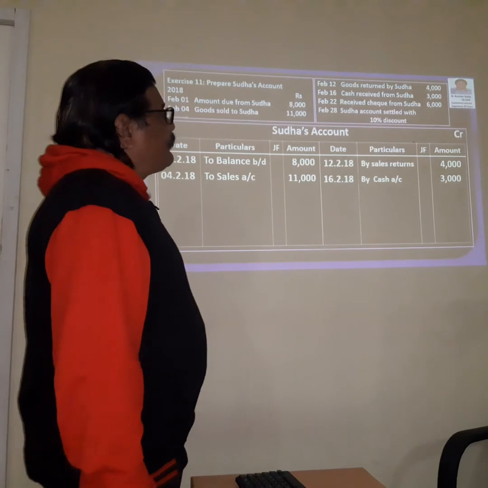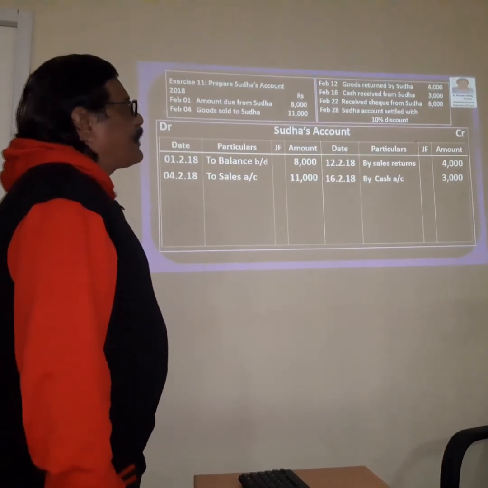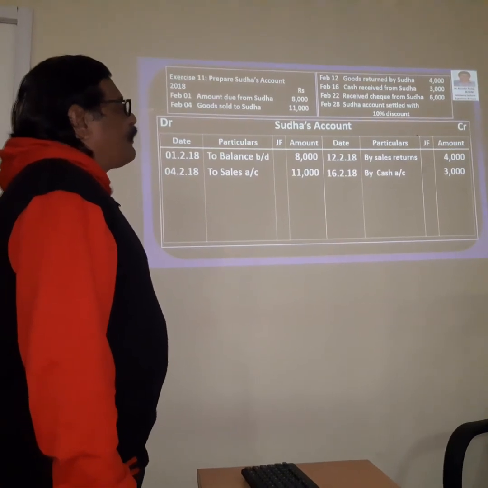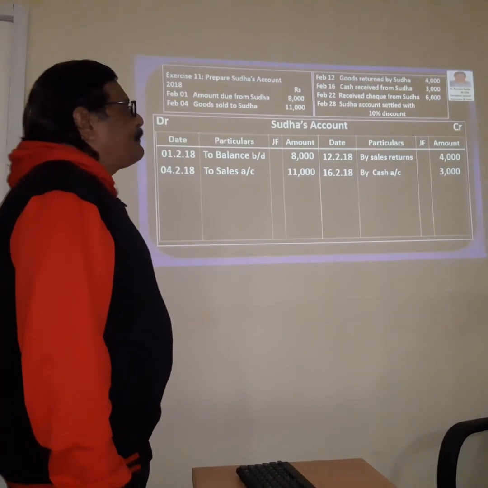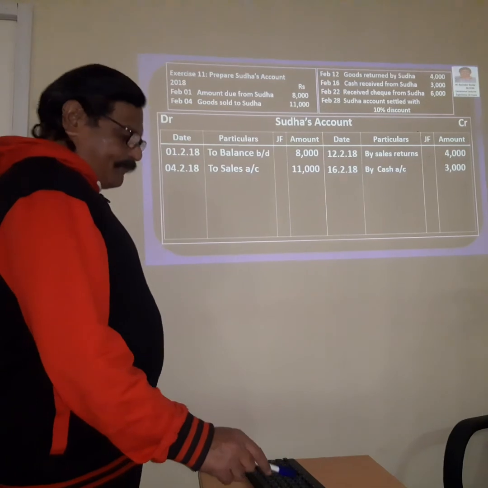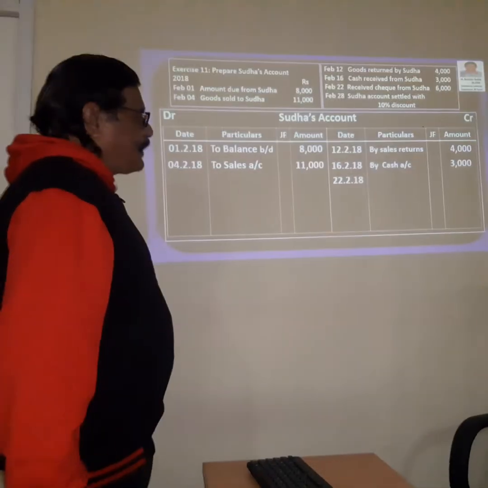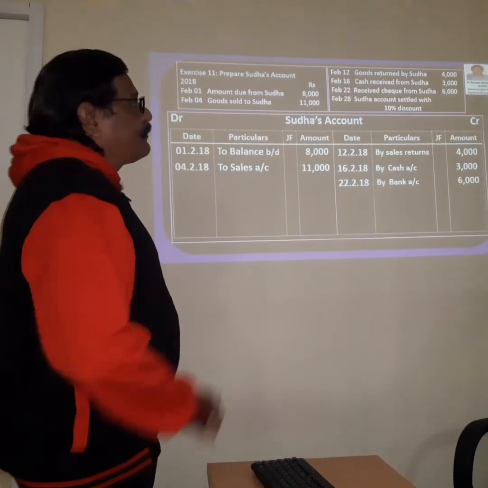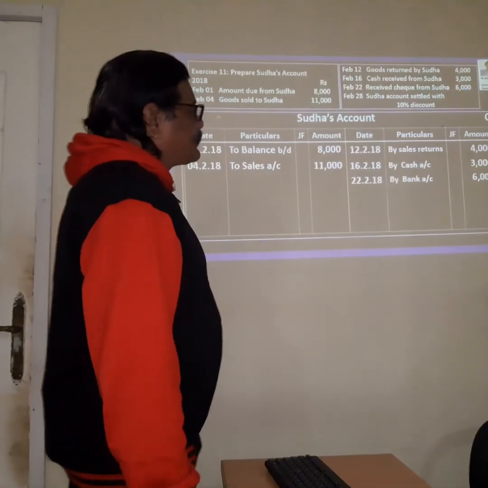Then on February 22nd, received check from Sudha. Sudha is paying us with check. That means our bank balance is improved. Bank account debit to Sudha's account. So on February 22nd, on the credit side, we write down by bank account. Then the amount is 6,000, we are writing on the other side.